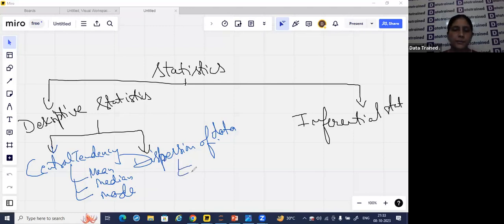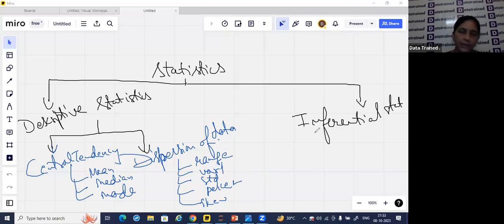And what comes under dispersion of data? Very good responses. So range, variance, standard deviation, percentile, and skewness. Basic, these are there. Thank you for your responses. Let's go ahead with the inferential statistics, where we can infer the data.